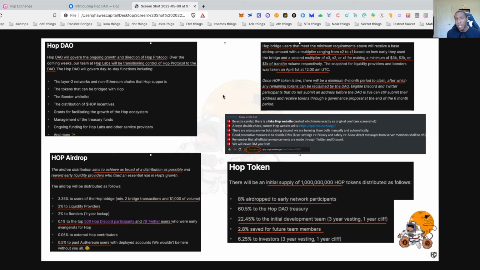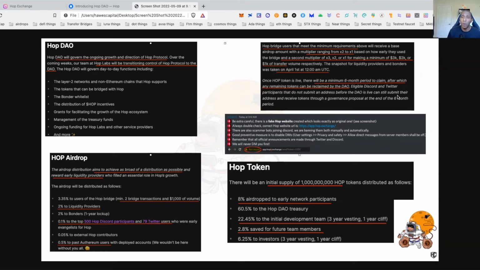As far as the airdrops, guys, there were ways that you could get kickers and certain bonuses based off of multipliers. So if you would have bridged over a minimum of 1,000, 2,000 to 3,000, you could have qualified for multipliers up to 3 times. Over here, as far as the airdrop, you can see about 3.3% is going to be provided to anyone who bridged over at least a minimum of 1,000. 2% goes to liquidity providers. So if you provided any liquidity, you again would have qualified for this airdrop.